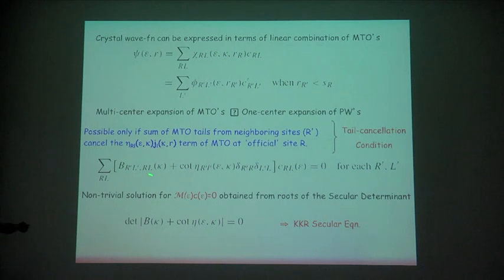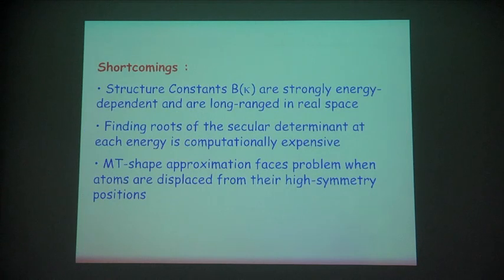And if you look at this thing, whatever is within the bracket is your secular equation now, and this contains two terms. One is the structure matrix, and the other is the so-called cot eta factor, which is the phase shift. So you see the structure matrix and the phase shift, and this is your secular equation, and you have to solve this secular equation in order to get the KKR. Okay. So the shortcomings are there because it is very time consuming and so on and so forth.